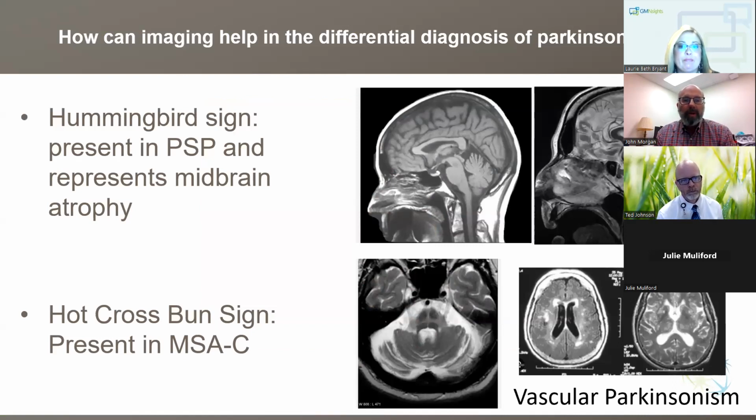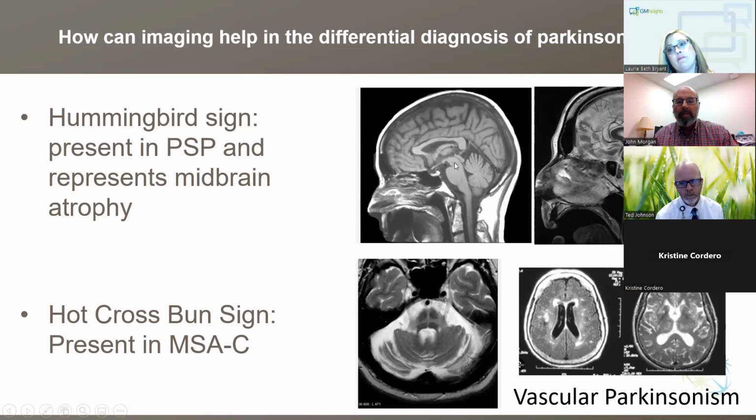How about imaging? Can it help you in the differential diagnosis of Parkinsonism? It can. The hummingbird sign is shown here. In the left upper picture, in the mid-sagittal MRI, look at the midbrain. Do you see my cursor? Yes. Okay, good. So this is the midbrain right here, below that is the pons, and then below that is the base of the bird. So you see the bird, right? The head, the belly, and the tail feathers.